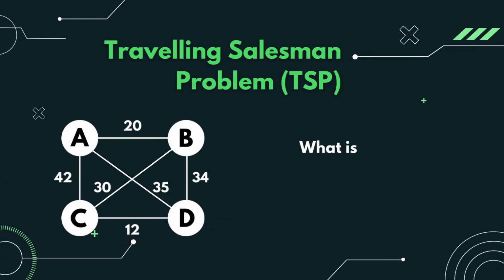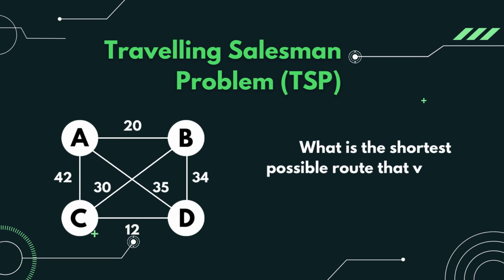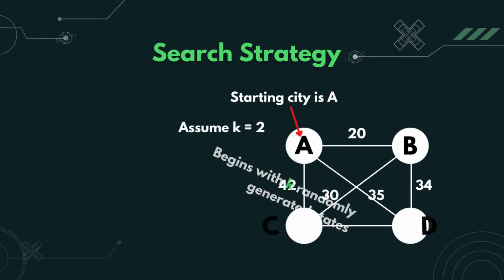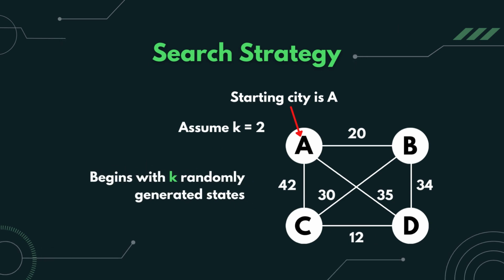This is the traveling salesman problem. What is the shortest possible route that visits each city exactly once and returns to the origin city? How can local beam search help us solve this? The search strategy is that it begins with k randomly generated states. Let's assume the starting city is A and k is 2.